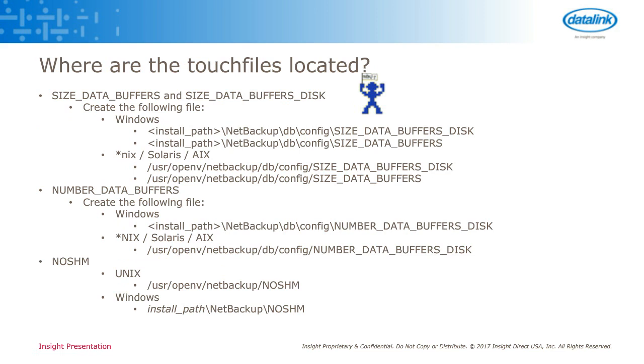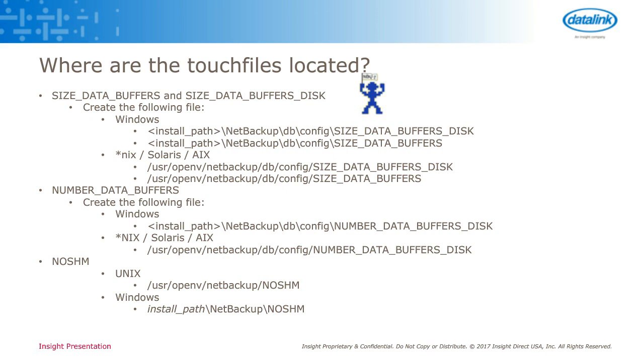So next we'll move on to where these files are located. For the media server side, we're talking about size data buffers and size data buffers disk. In Windows, those are going to be under the NetBackup DB config. For non-Windows, those will be under the NetBackup DB config under usr/openv. These files are case sensitive and they cannot have an extension for both Windows and non-Windows. They need to just have the file name as you see it on the screen here. This applies as well for the number of data buffers, which are in the same folder.